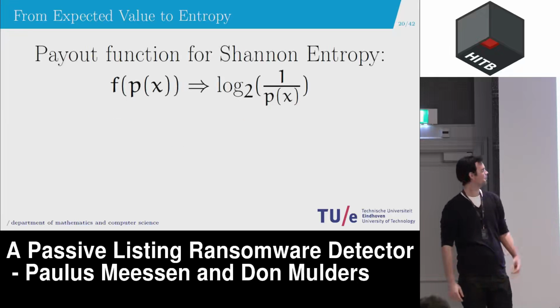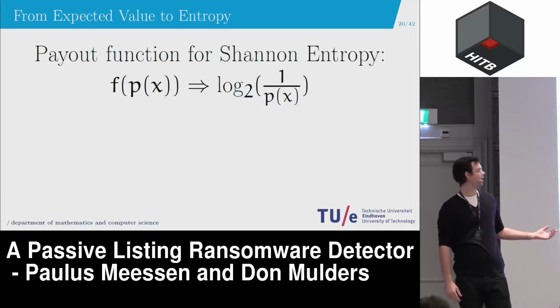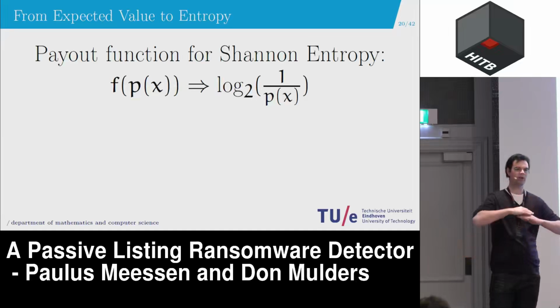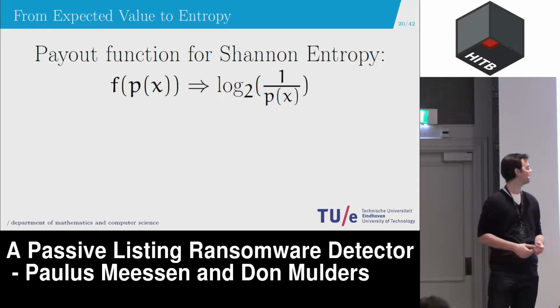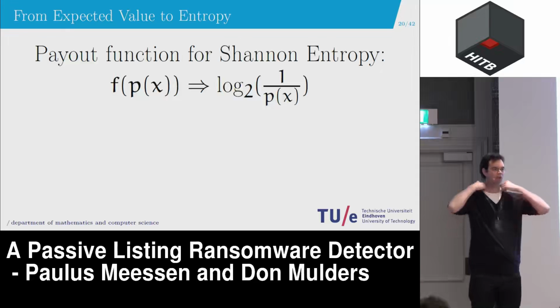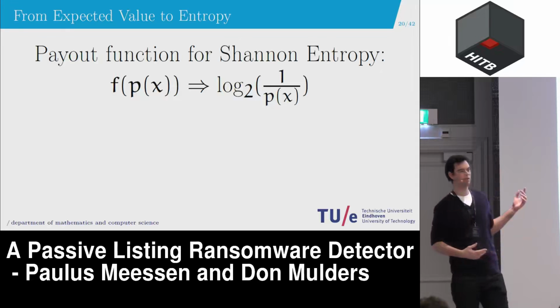So for this payoff function, we actually want to calculate 1 over the probability of an event occurring. If we have a very rare event, a very flat peak, then we're going to attach a high value, which means it's hard to predict. And if we have very high peaks, we're going to attach a low value. And for Shannon entropy, we also take the base-2 log of this.